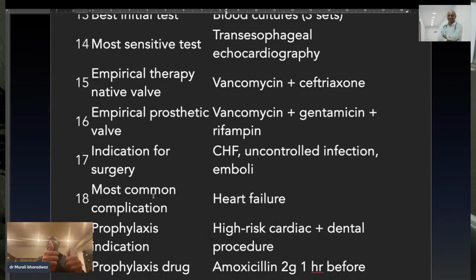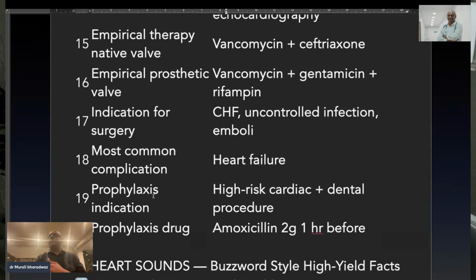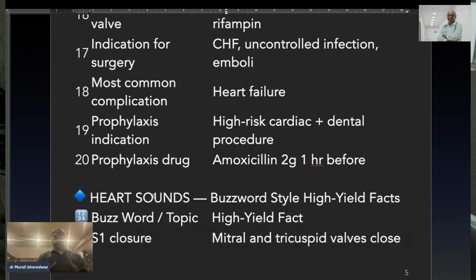Whenever the native valve is involved, not a prosthetic valve, vancomycin plus ceftriaxone. Prosthetic valve, vancomycin plus gentamicin plus rifampin. Then what is the indication for surgery? Whenever there is CHF, uncontrolled infection and emboli. The most common complication of infective endocarditis is heart failure.